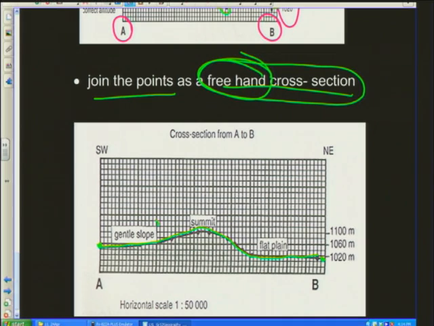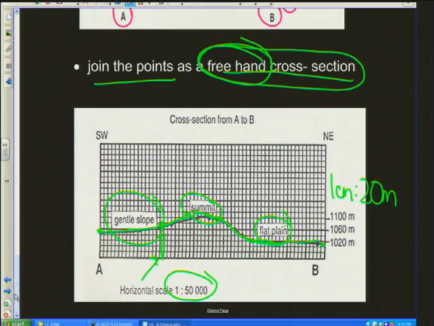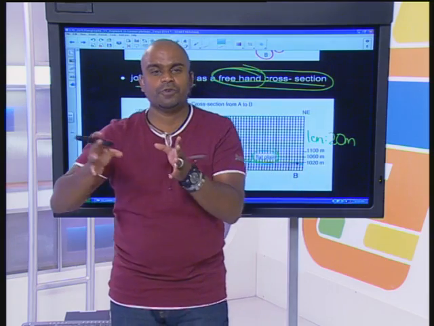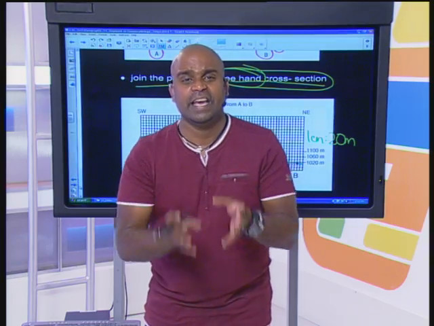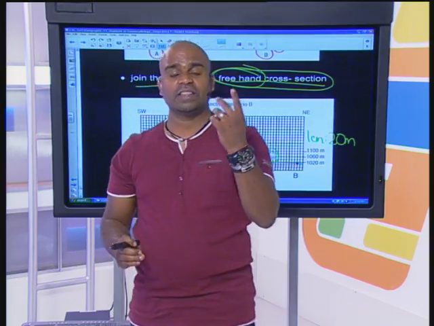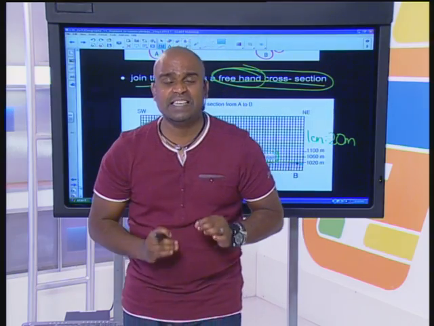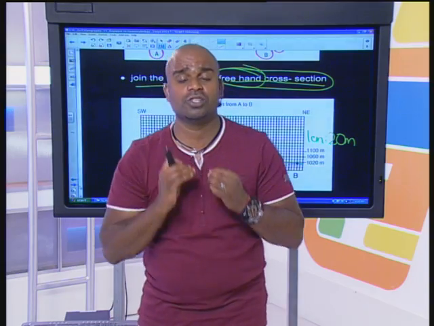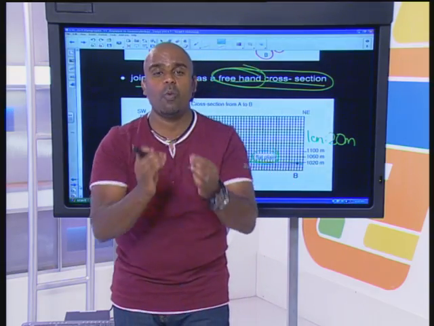What we are able to see is that from A to this particular point is a gentle slope. The gradient increases, creating a summit, and then decreases, creating a flat plane. Note the horizontal axis is 1 is to 50,000. The vertical axis in this case is 1 centimeter represents 20 meters. And with this, guys, these are the essential elements that you will have to follow in order to construct a cross-section. In summary, you should remember the following: the vertical axis is represented by the contour intervals. The horizontal axis, which is your x-axis, is always 1 is to 50,000.